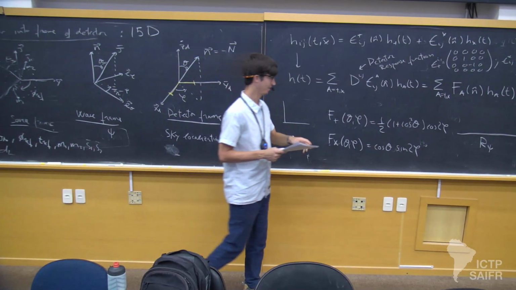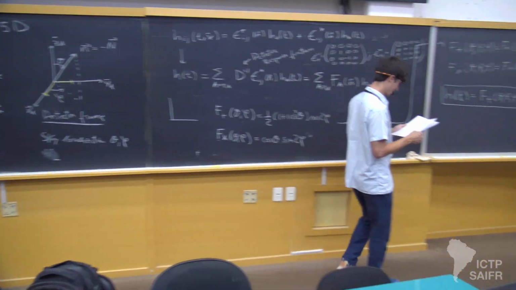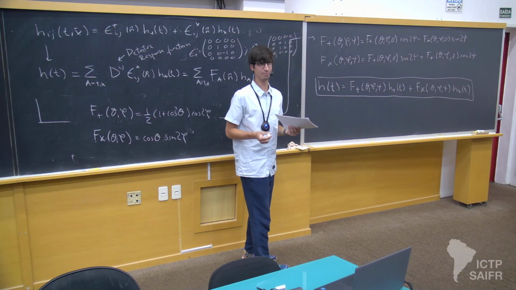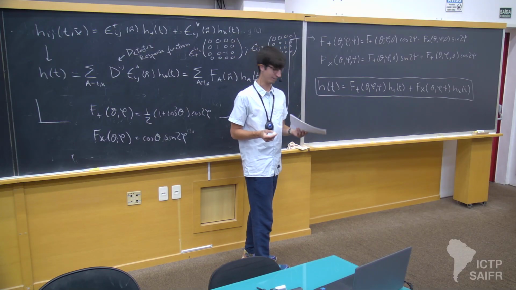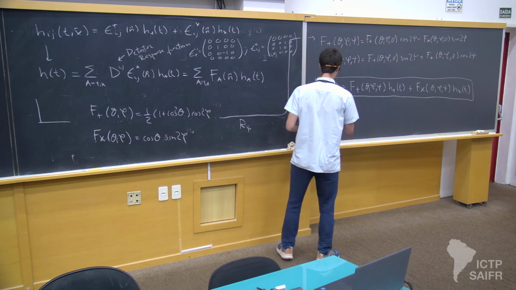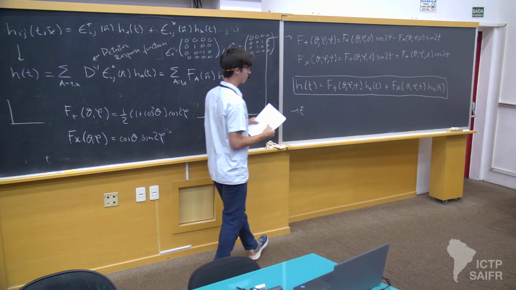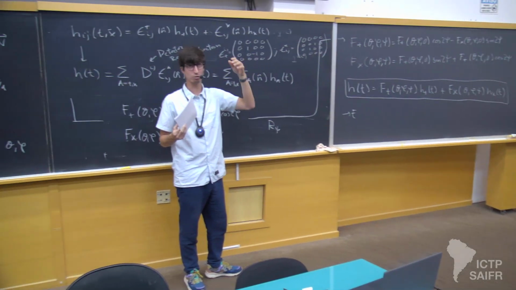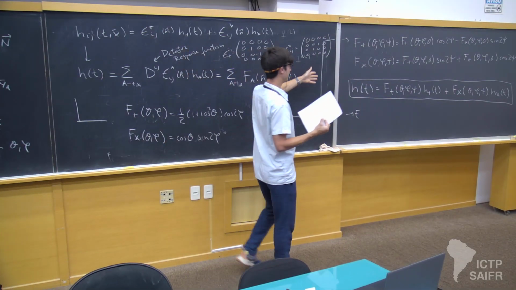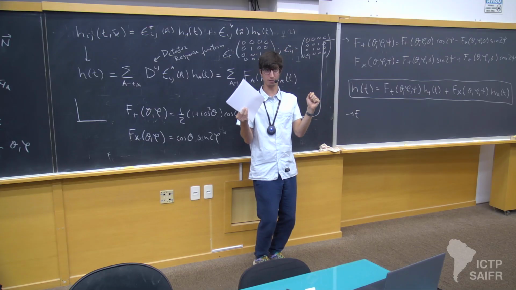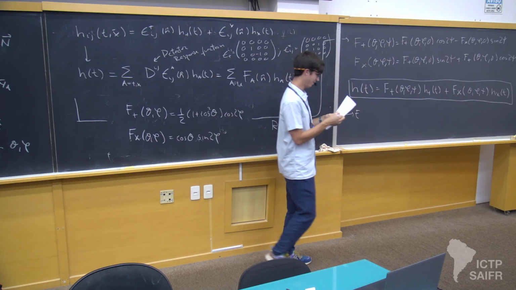Okay, so two things. First of all, the Earth rotates. So it's important. I was talking about the detector frame, but what we have done so far assumes that you are in the center of the Earth and you are not rotating.